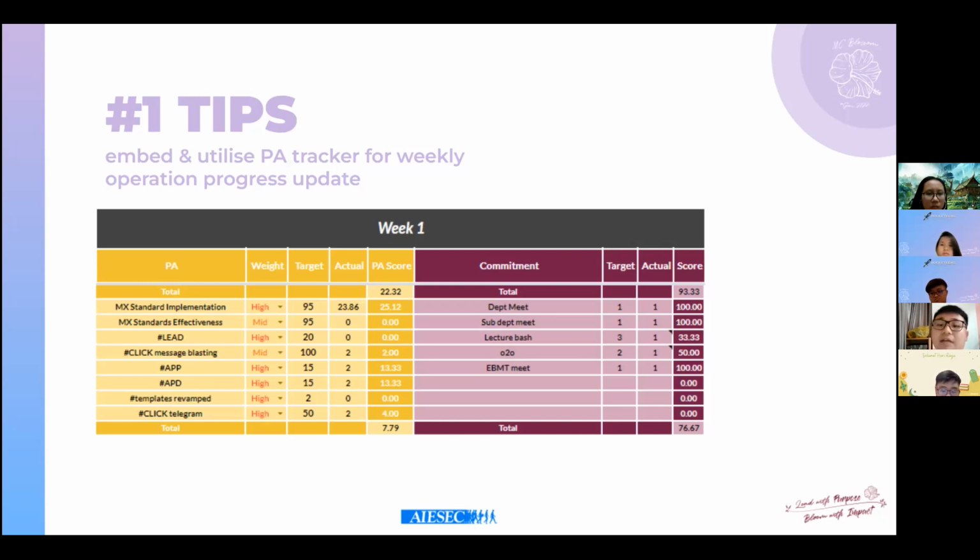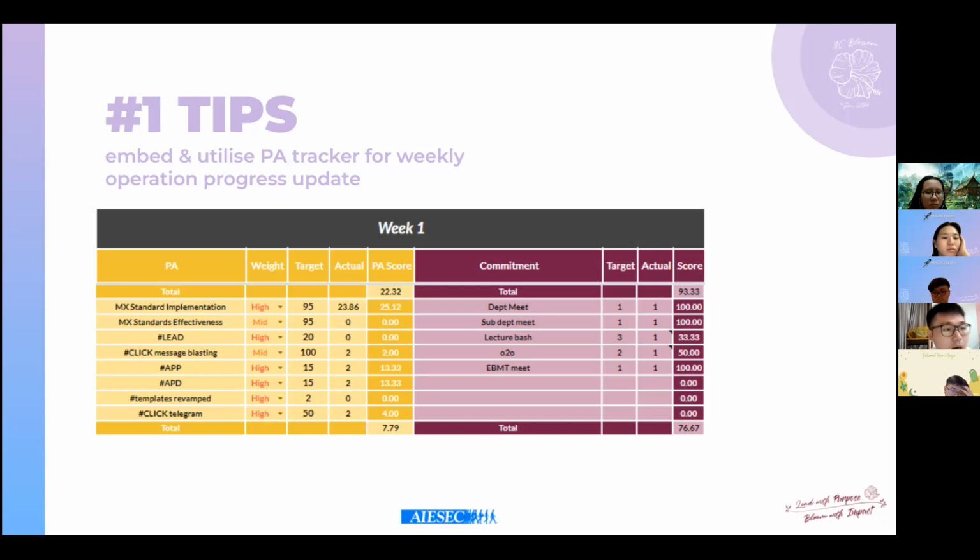That is why you can directly extract from this peer tracker, take a screenshot, or copy whatever you need into your slides and ask them to generate inference, or ask what roadblocks they are facing, maybe because of their capacity, or because they're not able to have so many lecture batchings in a week. Okay, so my point here is to just embed and utilize the peer tracker for weekly operation progress updates.